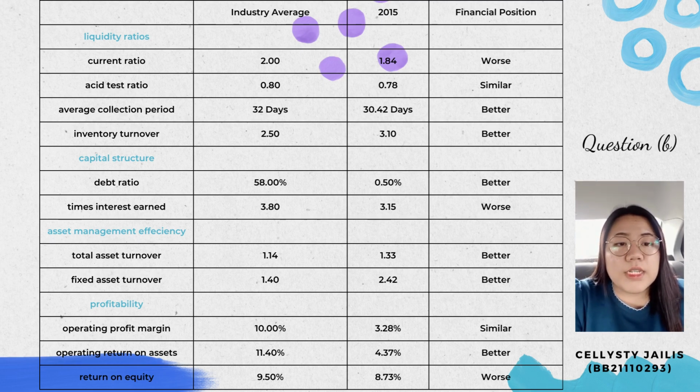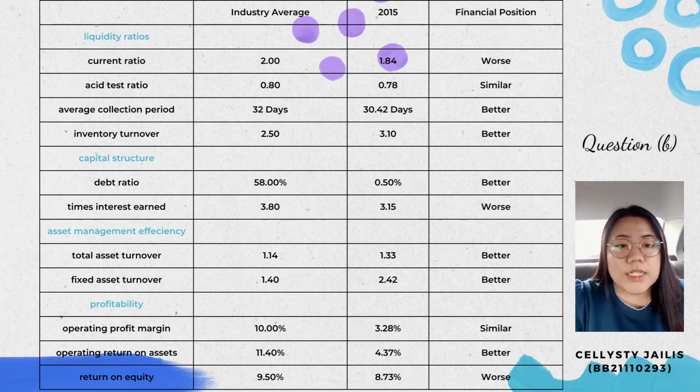And the last one is profitability, whereas operating profit margin for 2015, it is 2.42. Meanwhile, for industry average, it is 1.40. So, it is worse and better if compared with 10% of industry average, so it is similar.